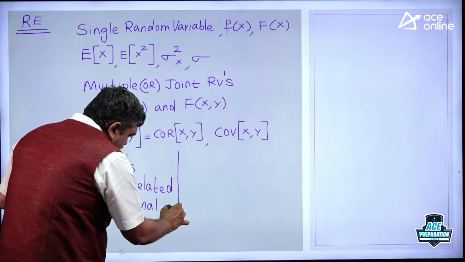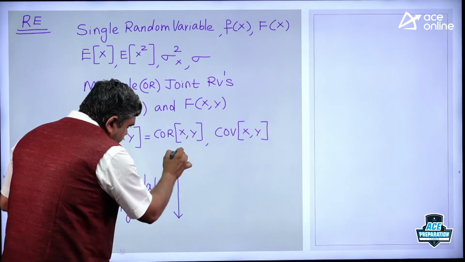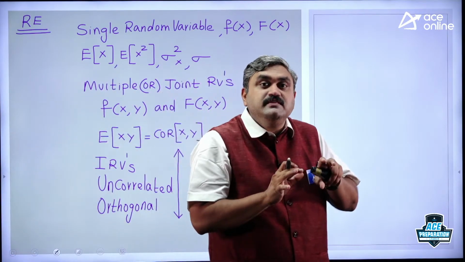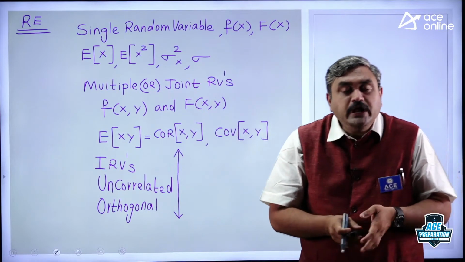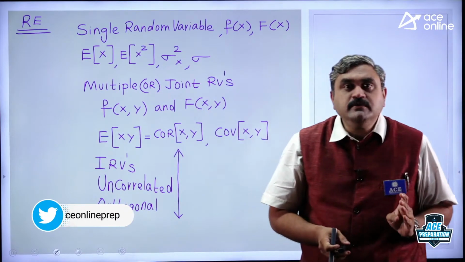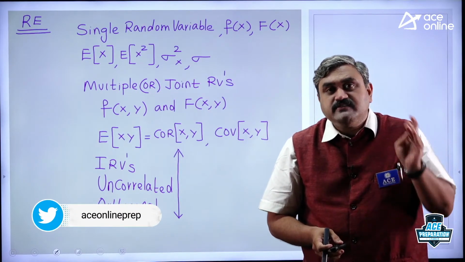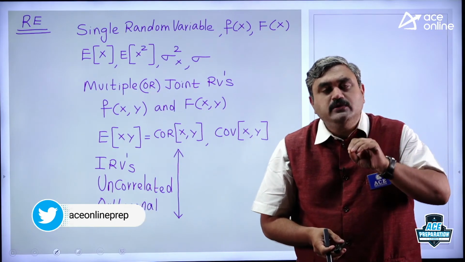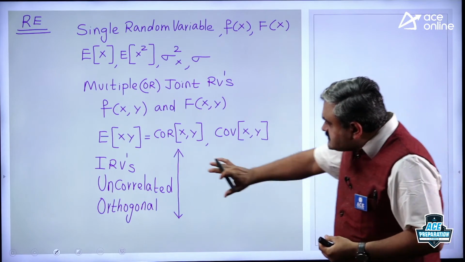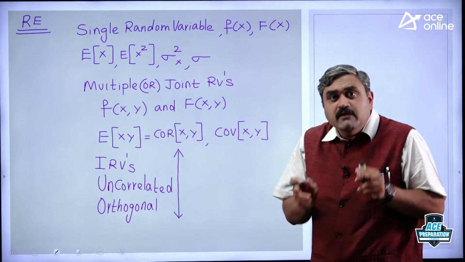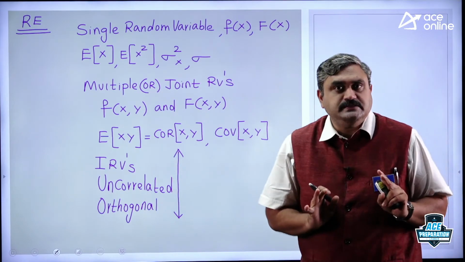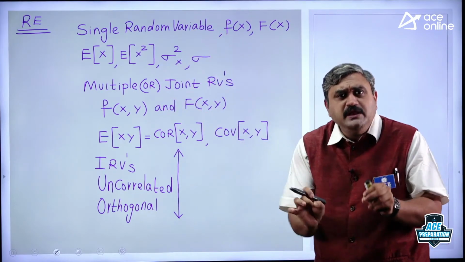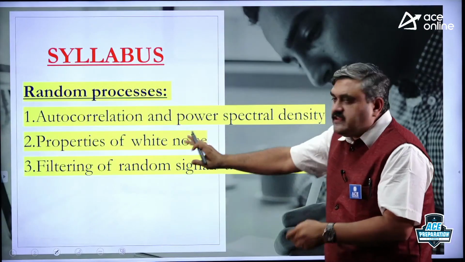Confusing. Confusion can be overcome only with clarity. So what is the difference between these 3 points? What do you mean by uncorrelated random variables? What do you mean by statistically independent random variables? And what do you mean by orthogonal random variables? These things come into the picture when you discuss the concept of two random variables. So these are all the points which are preliminary to understand this syllabus.